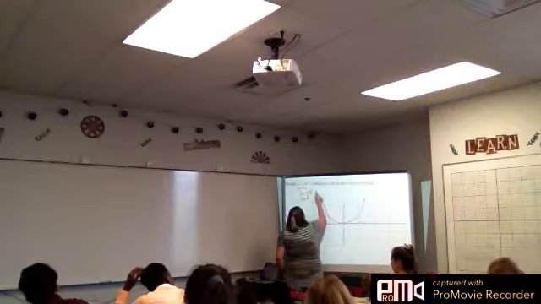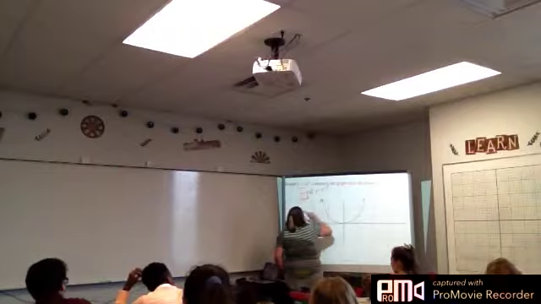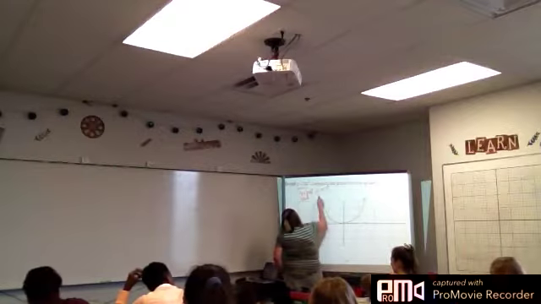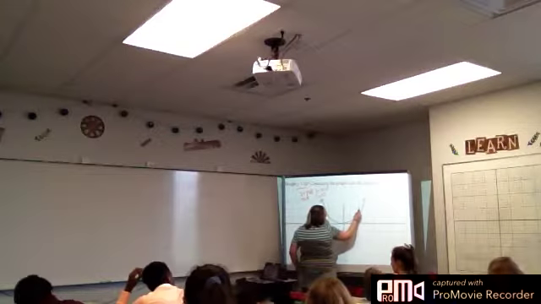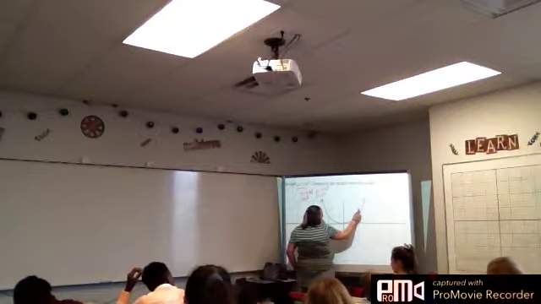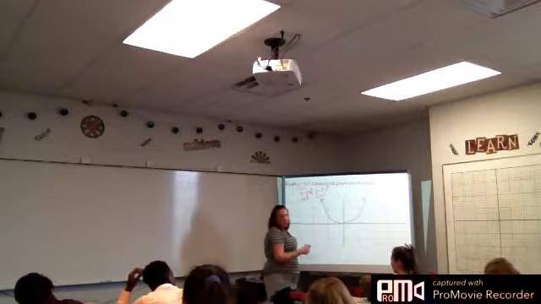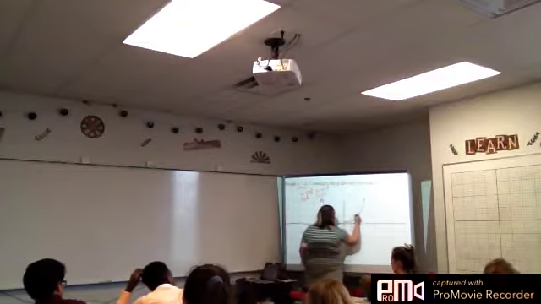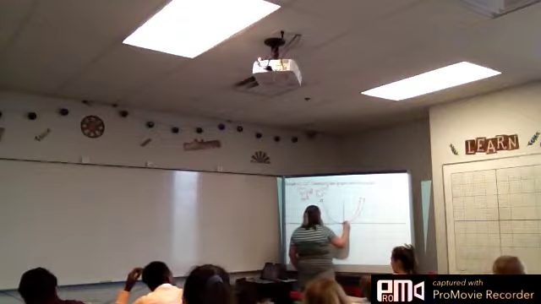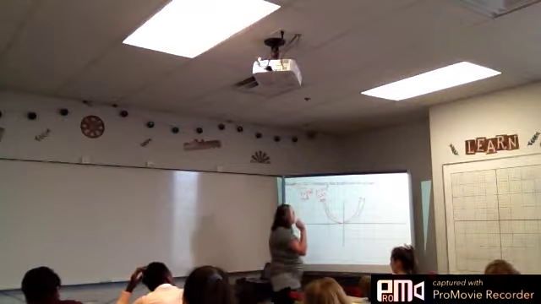Plug in a 1. What do I get out when I plug in a 1? 2. So my next point is 1, 2. What do I have to do with that point? Mirror it. So I don't need to plug in another point. I can just plug in 1. Now I connect my dots. I've got my graph. So there it is compared picture-wise.